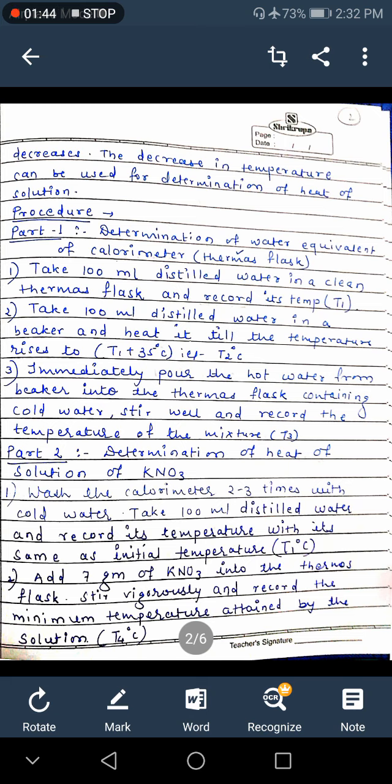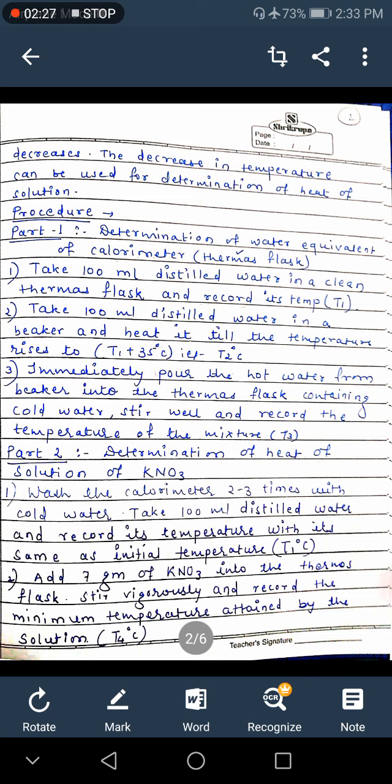In the first part, for determination of water equivalent, we take 100 ml distilled water in a clean thermos flask and record its temperature as T1 degree Celsius. Then in another beaker we take 100 ml of distilled water, measured in a measuring cylinder, and heat it so that the temperature rises to about T1 plus 30 to 35 degree Celsius. We measure the temperature of that hot water exactly and call it T2 degree Celsius.